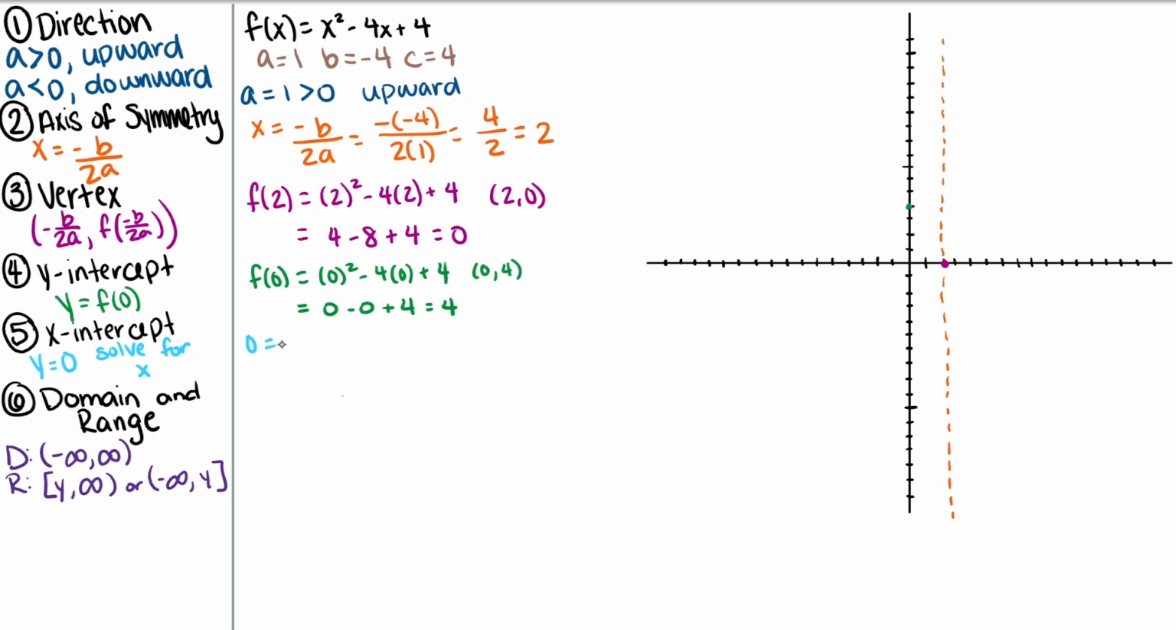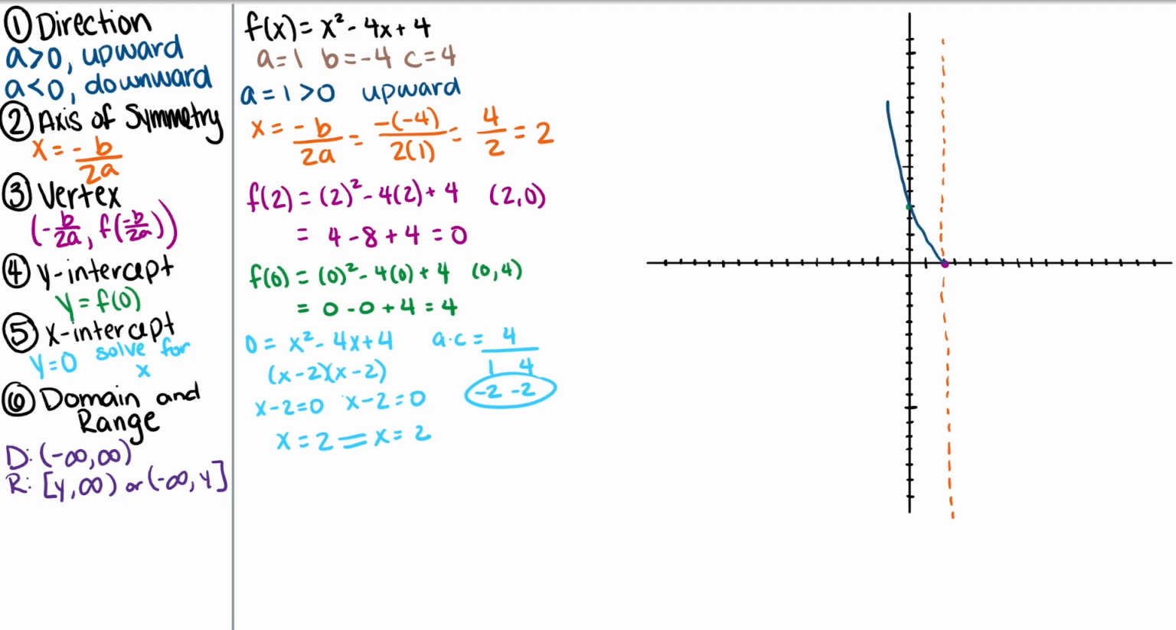For our x-intercept, we can factor. So a times c is 4. Our factors of 4 are 1 and 4 and 2 and 2. So negative 2 and negative 2 will give us negative 4. So our factors are x minus 2 times x minus 2. Setting both of those equal to 0 gives us x equals 2 and x equals 2. So it's the same point for our x-intercept, and that is exactly what our vertex is. So our graph only touches at one point on the x-axis, and that is at our vertex.